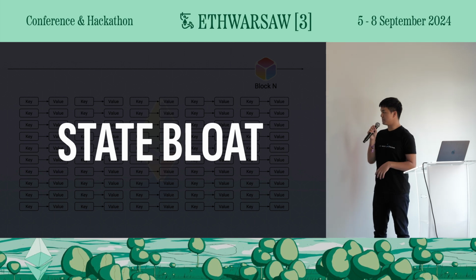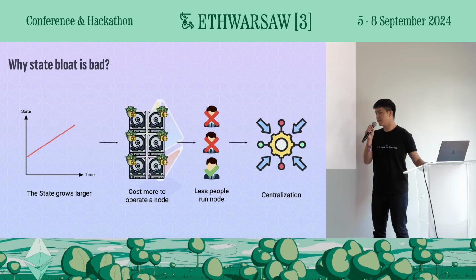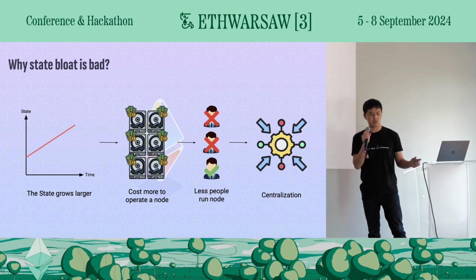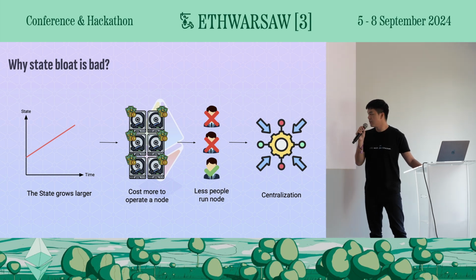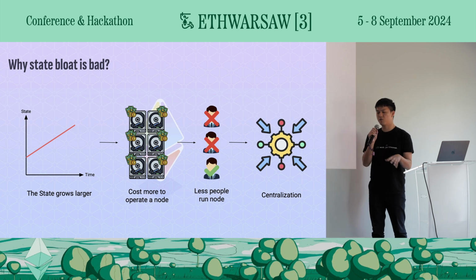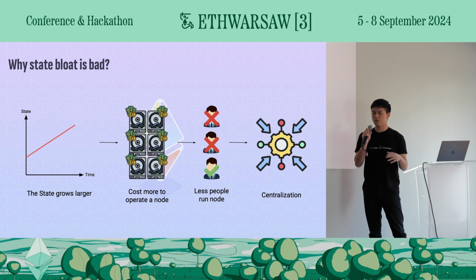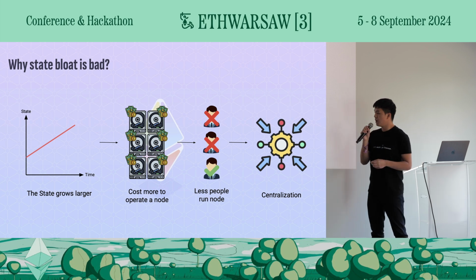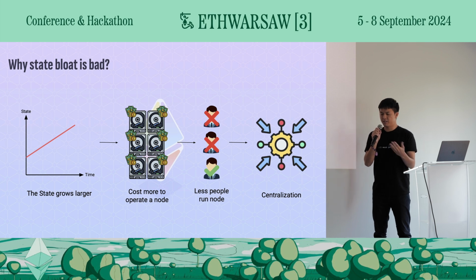So why is state bloat bad, right? Let's say the state of Ethereum, or not just Ethereum, any other blockchain, grows larger, it will cost more to operate a node, right? Right now, let's say I'm a home staker. The recommended hardware requirement to run a node is about a 2 terabyte SSD. Next year or 2 years later, it might increase up to 2.5 or 3 terabytes. And a decade later, it could be 10 terabytes, who knows, right?